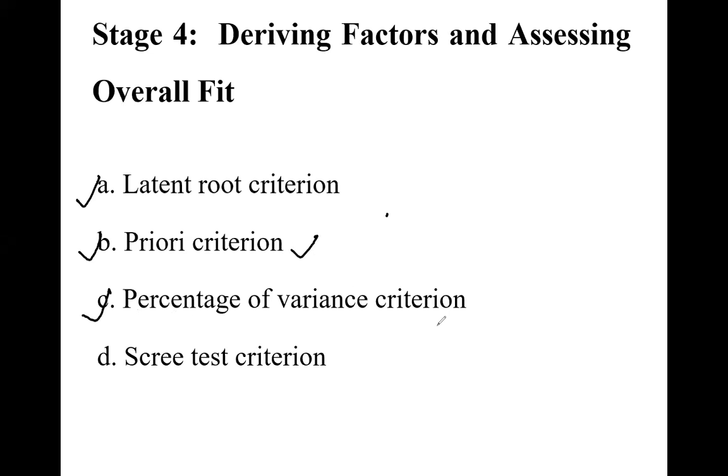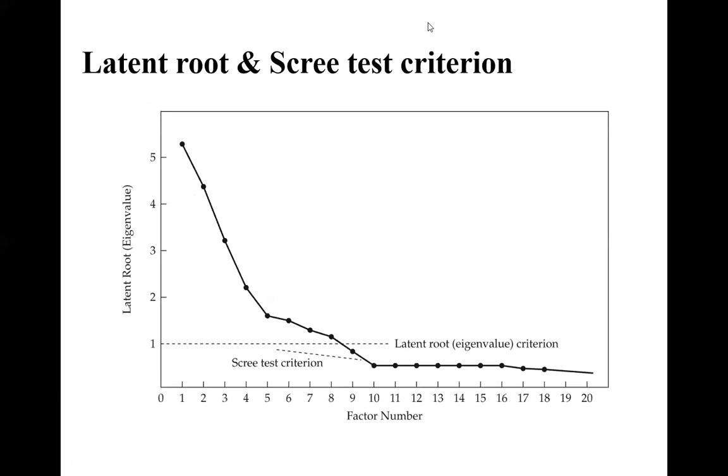And third is percentage of variance. Percentage of variance means the total variance should be greater than 60%. And the scree plot, scree diagram through scree plot and latent root, it's the same thing. So I am explaining what is the scree plot or the latent root. Latent root means nothing but it is eigenvalue. Eigenvalue means eigenvalue greater than 1.